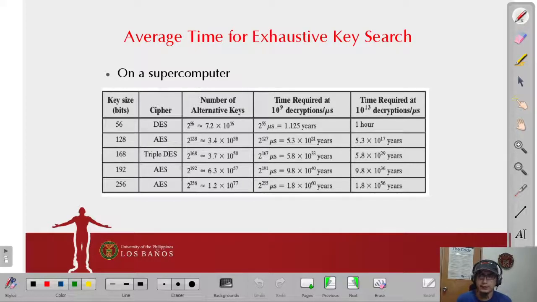So this is a set of statistics for an exhaustive key search, a brute force attack, and you see the differences among these different block ciphers. You see AES here with this key size, and it will take a long time to do an exhaustive search given a machine with these properties.